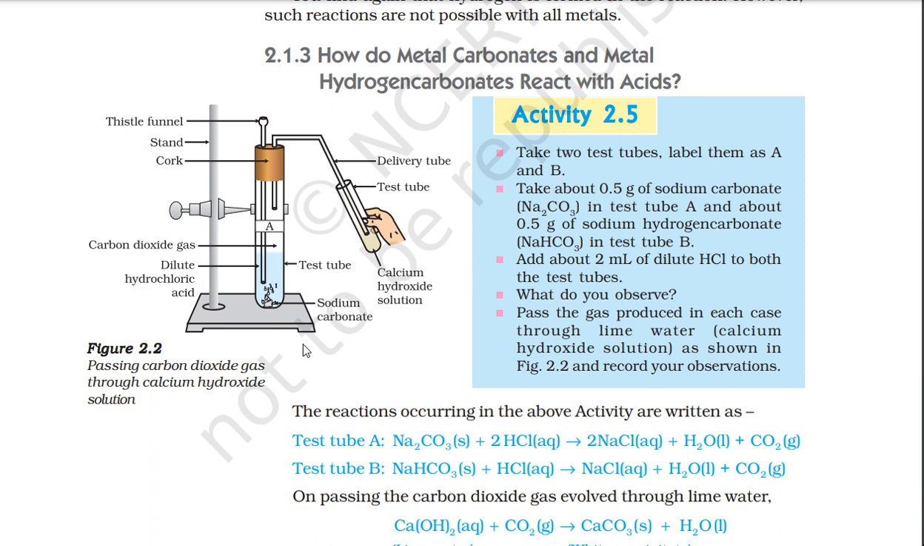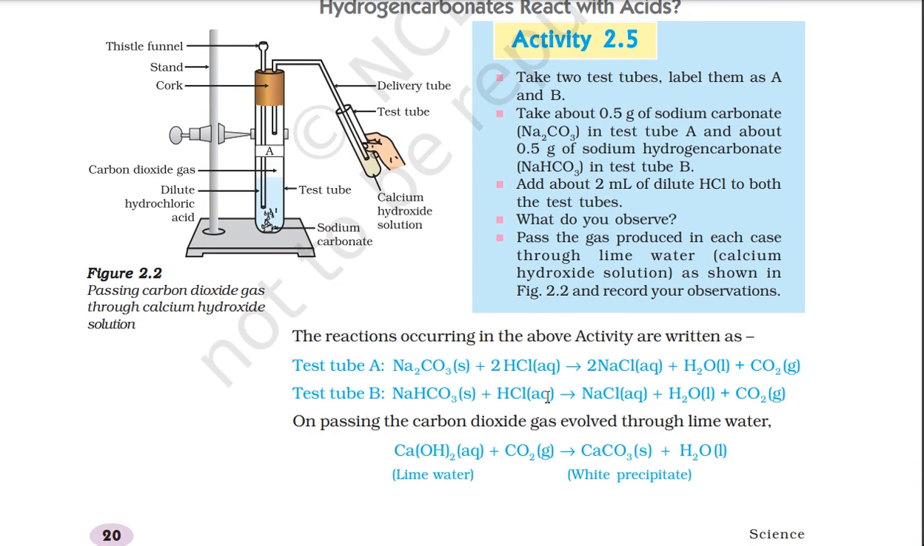Take the two test tubes, A and B. In test tube A we add 0.5 gram of sodium carbonate, and in test tube B we add sodium hydrogen carbonate. Add 2 ml of dilute hydrochloric acid. Here the acid reacts with sodium carbonate and sodium hydrogen carbonate. What do you observe? We have to note the conclusion after the experiment.